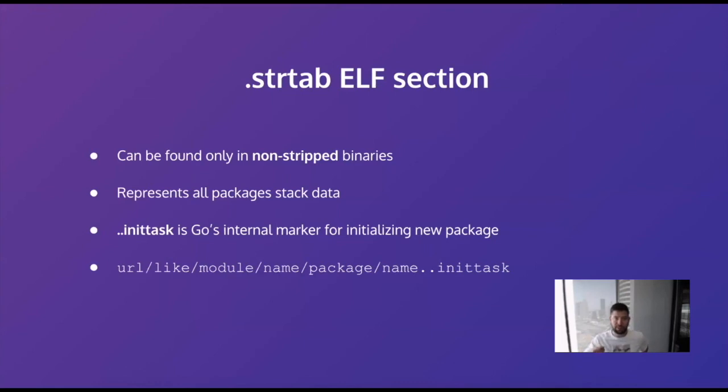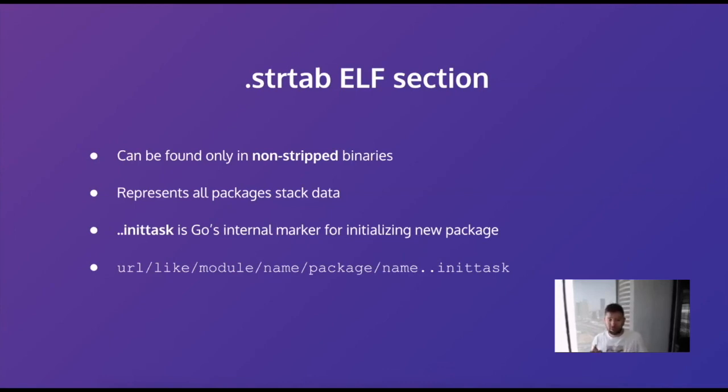But one thing that we're missing is a package name, because Snyk needs 3 of these pieces, as I mentioned before, to get your vulnerability information. So let's have a look at the string tab ELF section. This section can only be found in non-stripped binaries, and I'm going to talk about this a bit later in the limitations. It represents all packages' static data. There you can also find how Go initialized its packages by looking at calls to .inittask. This is a Go internal marker for initializing a new package.